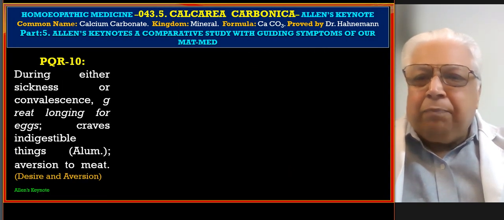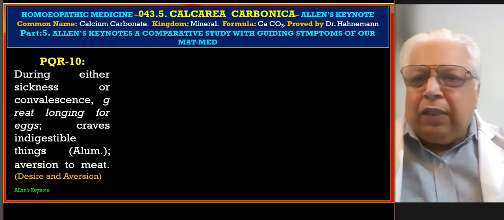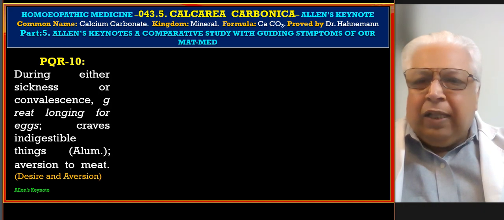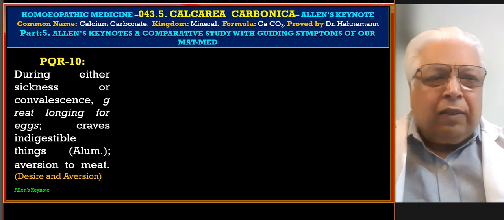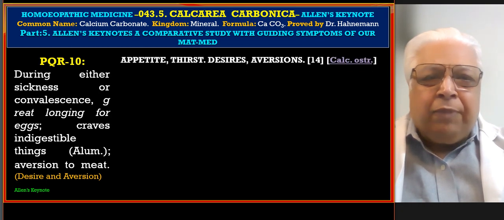Now we come to the PQR 10, during either sickness or convalescence. Great longing for eggs, craves indigestible things, aversion to meat. And this is the part which is very important for Cal Carb in terms of desire and aversion. Let us see from where this information has been taken up from Herring's guiding symptom.